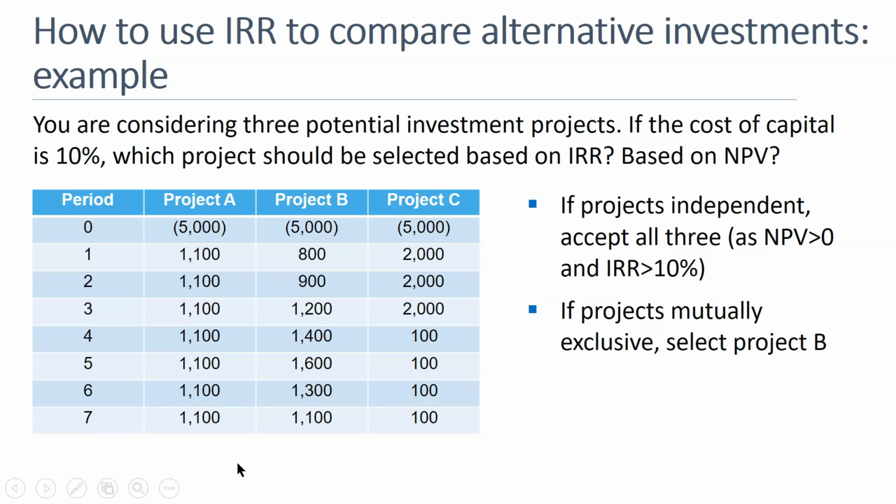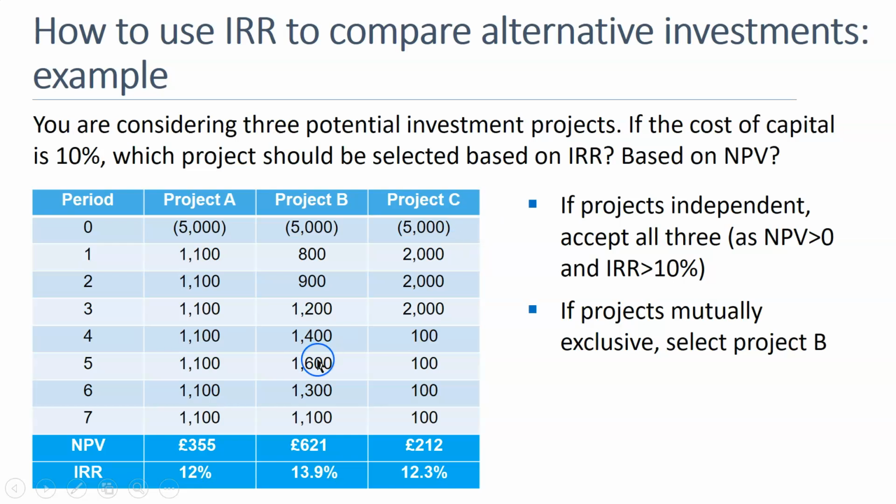Let's have a look at the examples. Let's imagine that we're considering 3 potential investment projects, A, B, and C. In each case, you invest £5,000. The projects will last for 7 years and they will generate different streams of cash flows. If your cost of capital is 10%, which product should be selected? If you use IRR or if you use net present value?